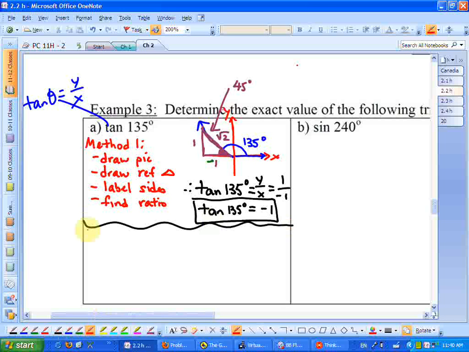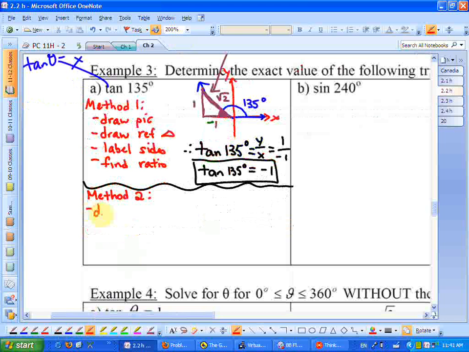That's good too. Method number 2. Here's what I'd like you to do. No space? Well, use some space from above then. Okay? Here's method number 2. Okay? I still want you to draw the picture, because I think that part's important. So, just use the one from before. But what I want you to do now is not actually draw the reference triangle, but find the reference angle. Find, not triangle, oops. Find the reference angle.